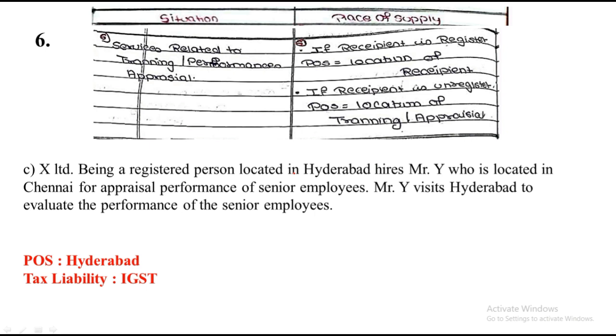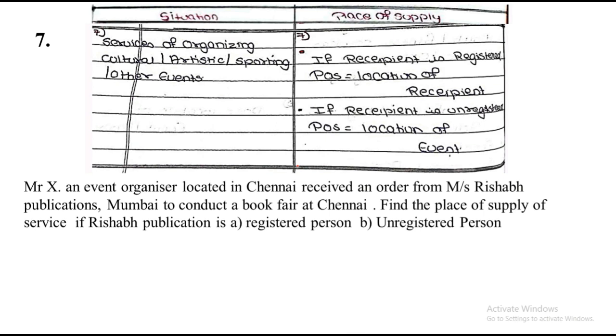If you read it, each and every statement from this chapter can be solved. Now we jump to the next part. Situation number 7, services of organizing cultural, artistic, sporting, and other events. In that case, again, if the recipient is registered, the location of the recipient, and if he is not registered, the location of the event. If the recipient is registered, his location will be considered. If not registered, the location of the event will be considered.